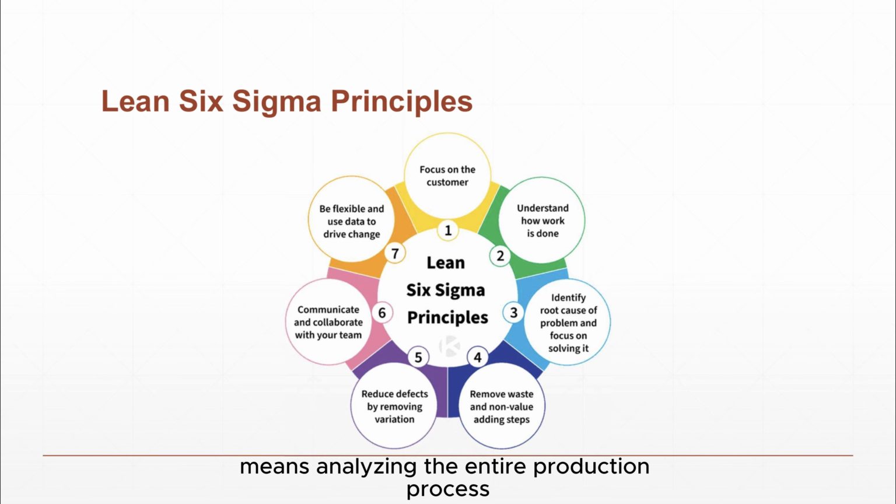Second, understand how work is done. This principle means analyzing the entire production process step by step. By understanding how work flows, companies can identify delays and inefficiency. Example, in a textile factory, managers study how raw cotton moves from spinning to weaving to finishing. This helps them identify where time is wasted.